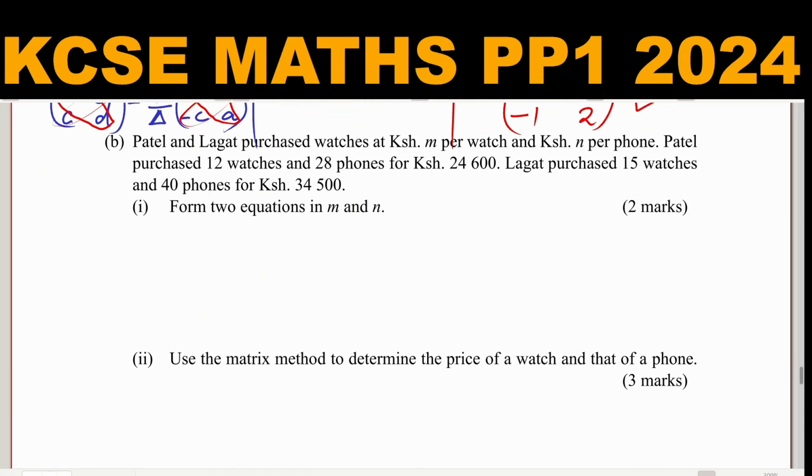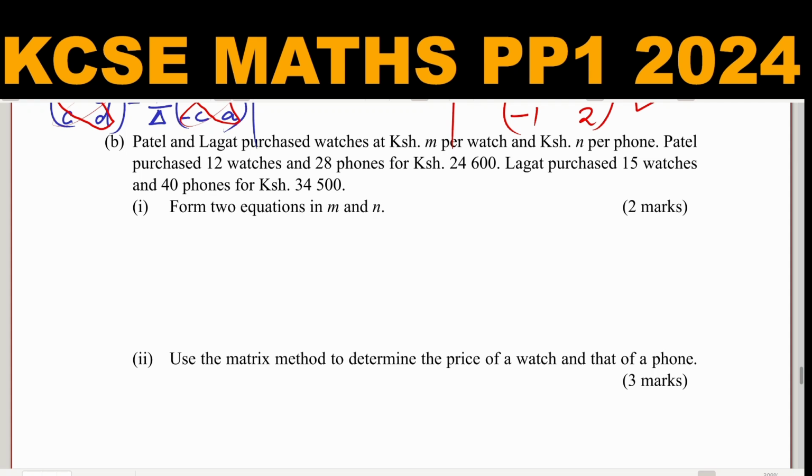Patel and Lagat purchased watches at M shillings per watch and N shillings per phone. Patel purchased 12 watches and 28 phones for 24,600. Lagat purchased 15 watches and 40 phones for 34,500. 1. Form 2 equations in M and N.